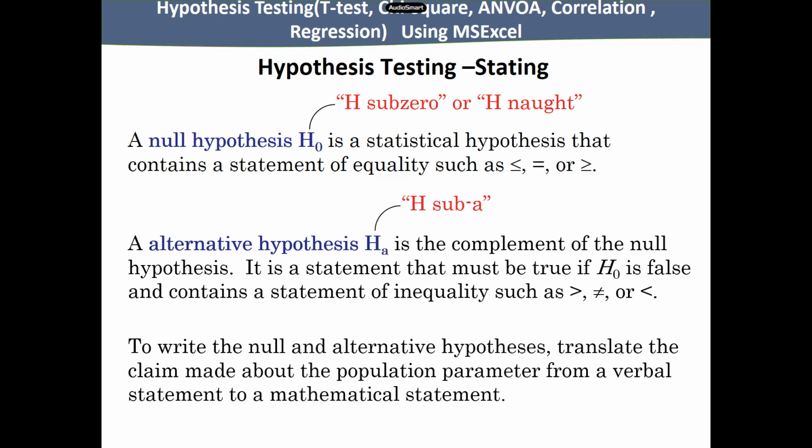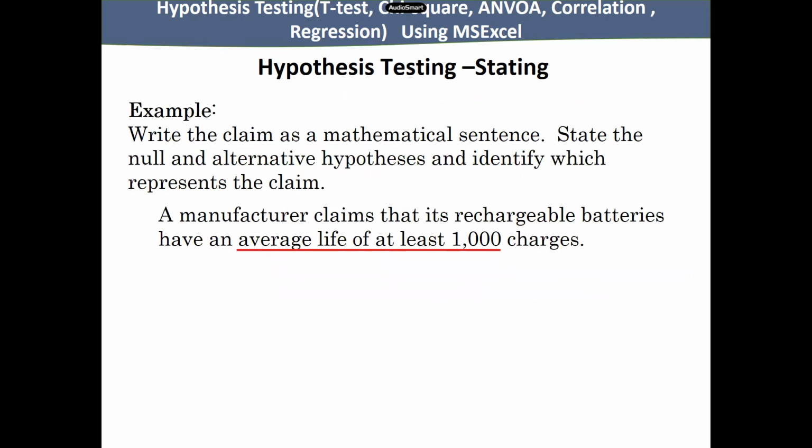Okay, so to write a null and alternate hypothesis, translate the claim made about the population parameter from a verbal statement to a mathematical statement. So let's look at it. So, example. Write a claim as a mathematical sentence. State the null and alternate hypothesis and identify which one represents the claim. So, a manufacturer claimed that each rechargeable battery has an average life of at least 1,000 charges.